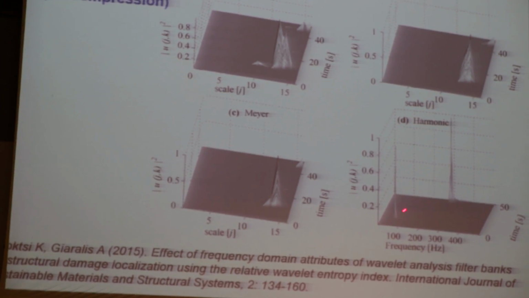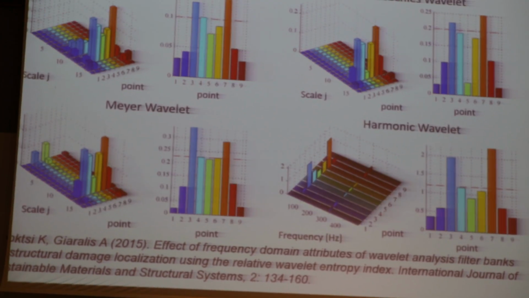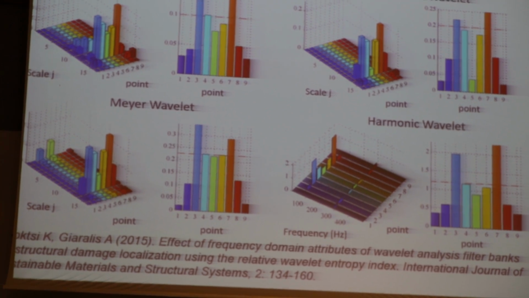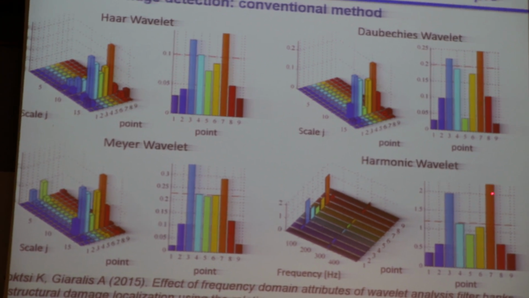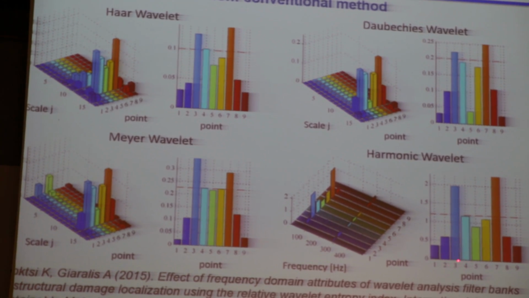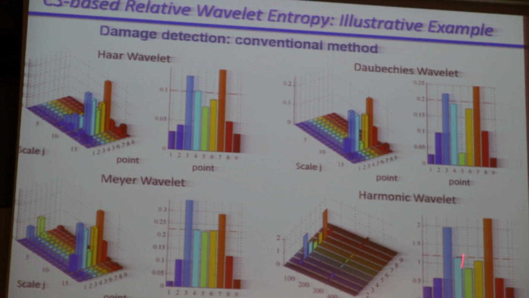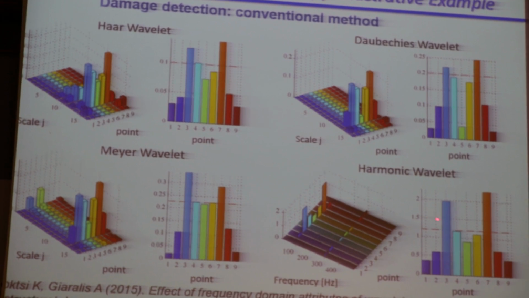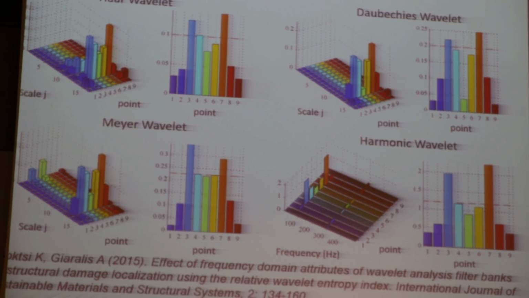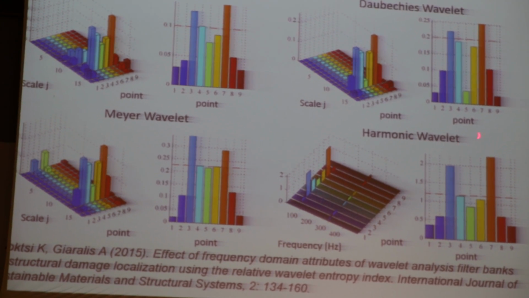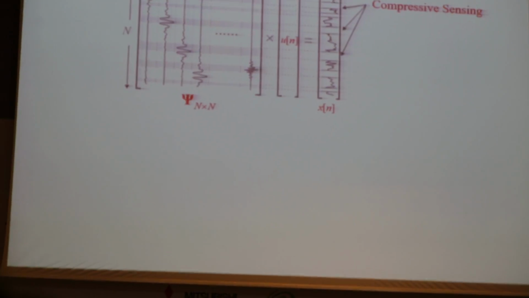is the most sparse compared to other wavelet bases, and this reflects on the level that we can detect the location of the damage. Remember, we have these 2 points where our bridge has been damaged. So we can see these 2 peaks are much higher than changes in the wavelet entropy that we see from other points. And this is not so apparent if we use different wavelet bases.